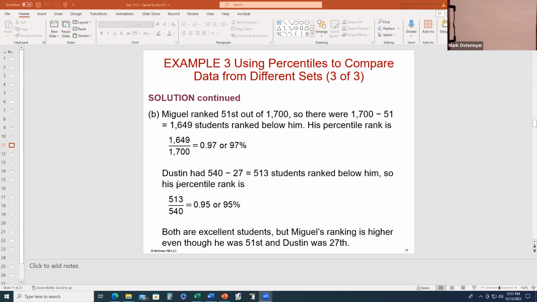On the other hand, Dustin's rank was 27 out of 540 students. So that means 540 minus 27 or 513 students ranked below him. So Dustin's percentile rank would be 513 students that were below him divided by the total number of students in his class times 100%.